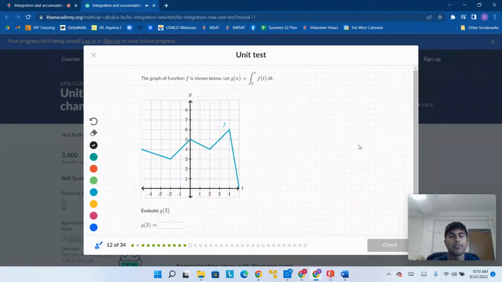Graph function f is shown below. Let g of x equal the integral from 0 to x of f of t dt. Evaluate g of 3. So g of 3 is going to be the integral from 0 to 3 of f of t. So from 0 to 3, it's going to be all this. That's going to be that space.